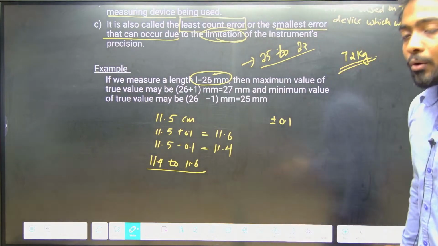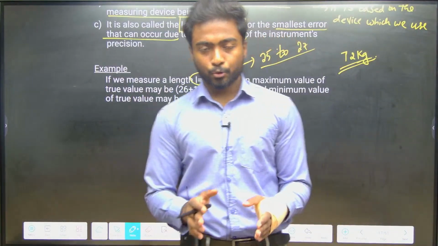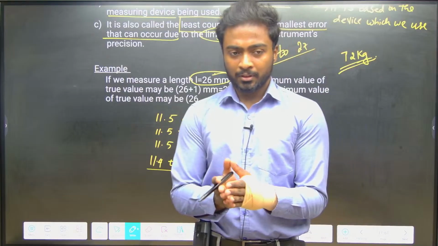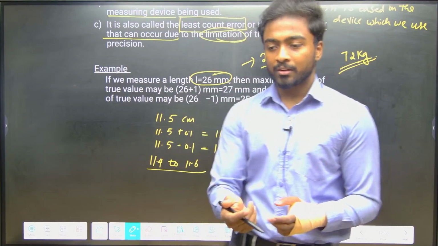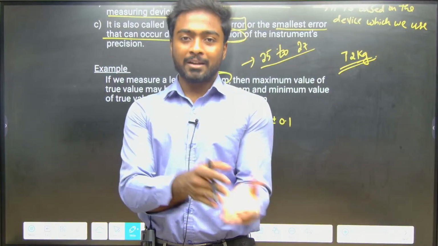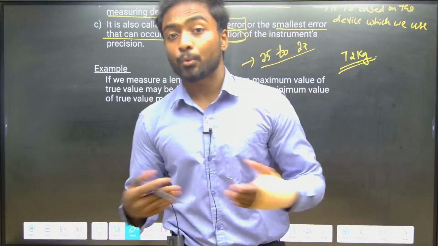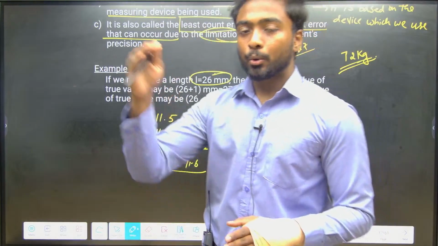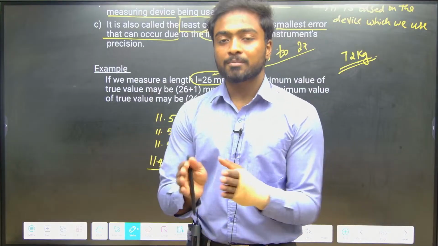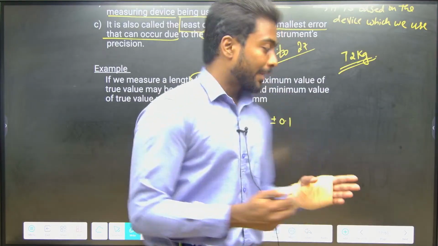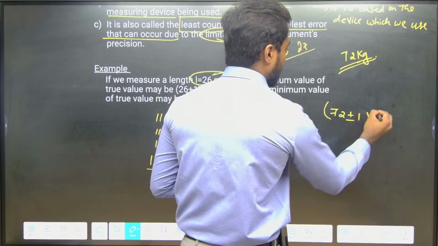Suppose you are going to the gym and your trainer is asking you to maintain your weight around 72 kg, plus 1 or minus 1. In between 71 to 73 you can maintain your weight. According to your height, your BMI, body mass index, should be this much only, which means I can write it like this: 72 plus or minus 1 kg.